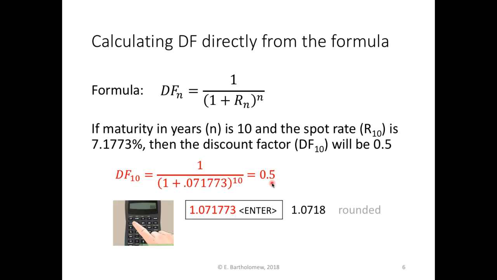We could also do this on our calculator using these keys. We would enter 1.071773, 1 plus the interest rate, hit enter, and that would show 1.0718, which is a rounded number. Then we would enter 10, which is how many periods we want to compound it for. Yx is going to do the compounding, and then 1/x is going to basically take the inverse, as we show here in the formula, and that would give us our 0.5. So why don't you pause here and just make sure you can do this calculation, because we'll do this further on.